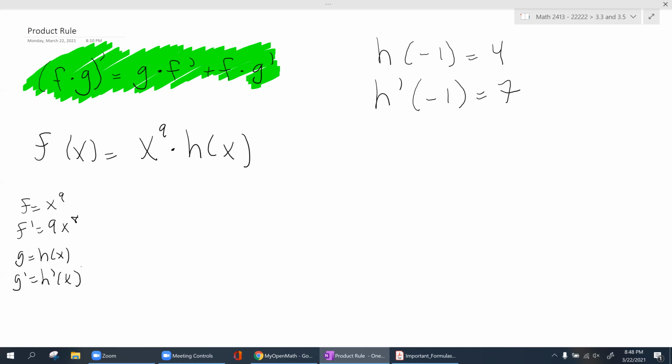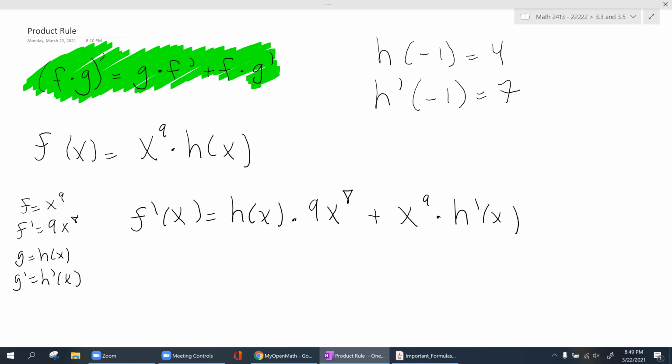I'm going to plug this into the formula. I should get g times f prime, which is 9x to the 8th, plus f, which is x to the 9th, times g prime, which is h prime of x. And that would be it, if that's all I had asked. But I need you to compute this f prime whenever x equals -1. So wherever I see an x, I'm going to plug in a -1.